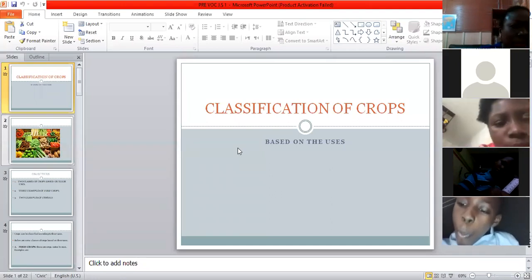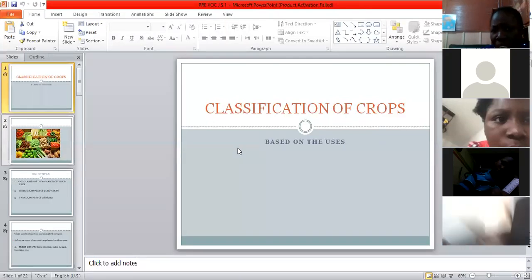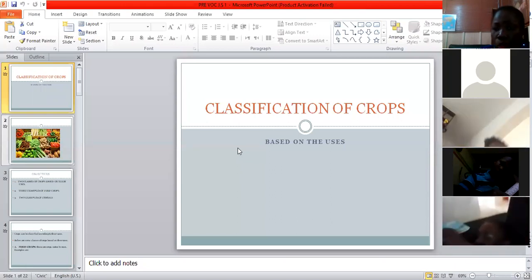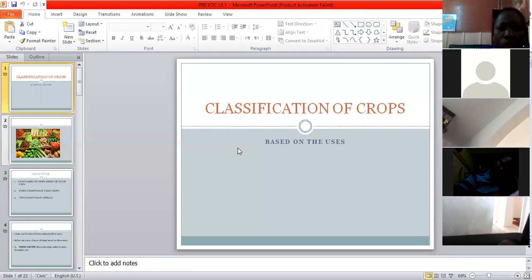Then the second class based on life cycle is biennial crops. Bi means 2. So biennial crops are the crops that spend 2 planting seasons between germination and maturity. So under crop production, 2 planting seasons is between 6 and 8 months. They germinate, they produce fruits, the fruits mature, and you harvest them within 8 months. Examples of biennial crops are cassava and carrots.